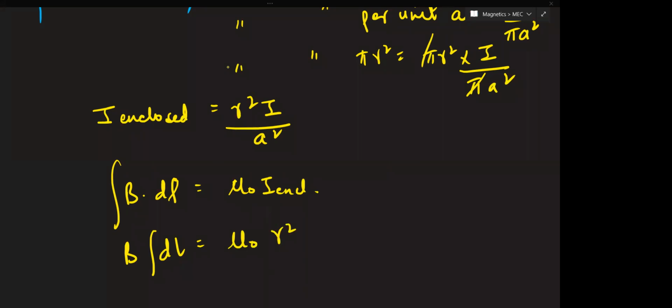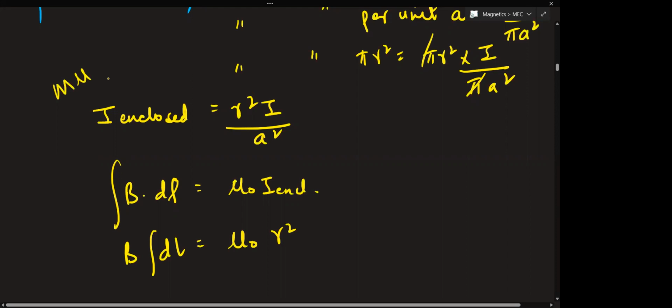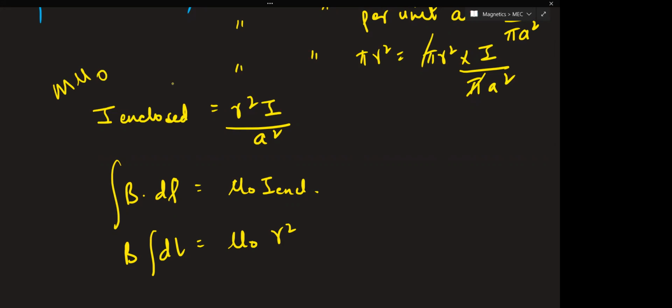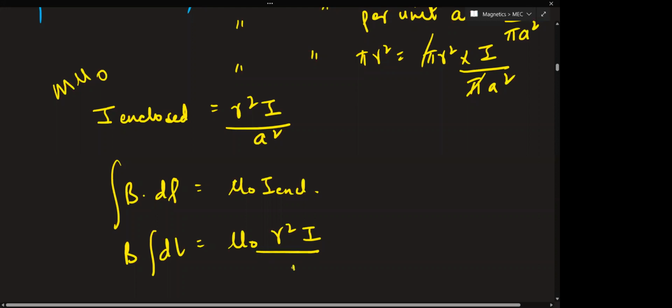This symbol is mu, and this is naught. So mu naught I r divided by a square, by 2 pi. Mu naught I r, yes. One r will get cancelled. Yes, correct, right answer. So basically this is mu naught, I will be here, a square is here.